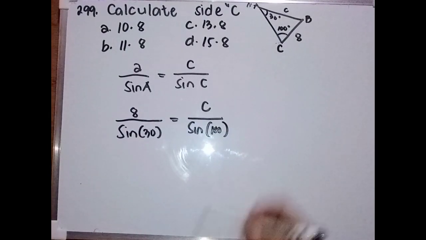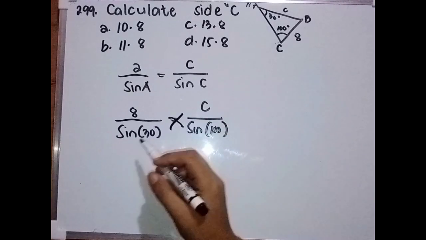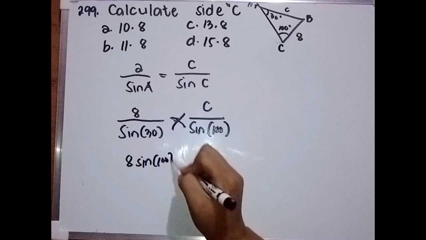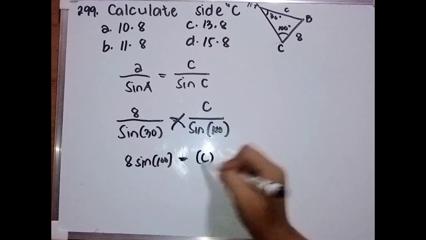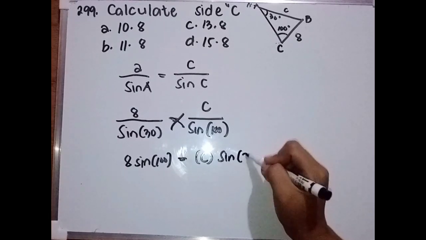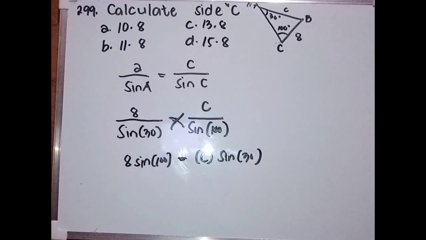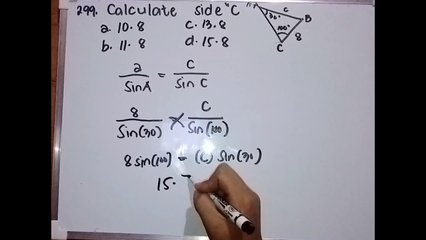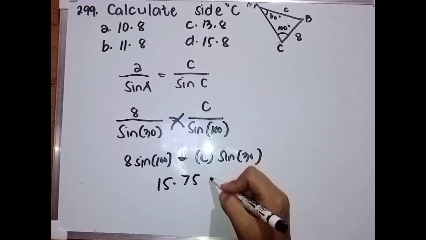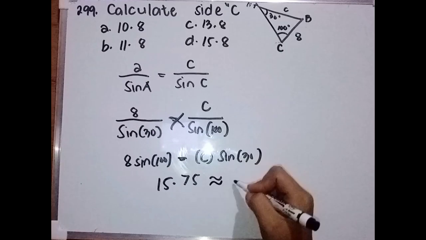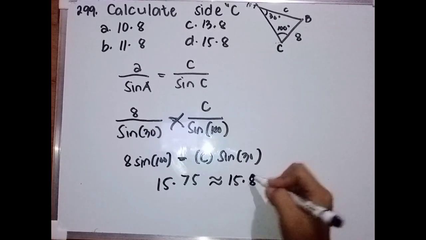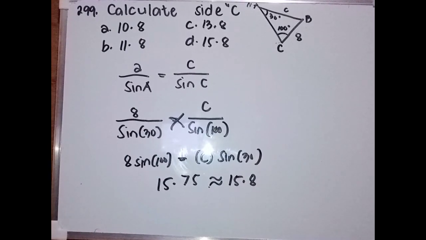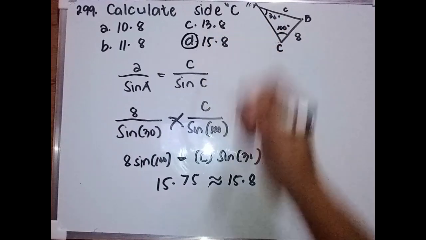So next we will do the cross multiplication. So 8 sine 100 is equal to C sine 30, so C will be equal to 15.75, or approximately 15.8. So the answer is letter D.